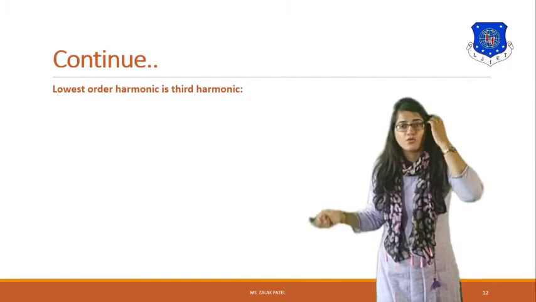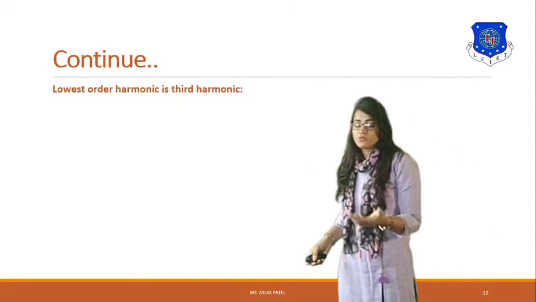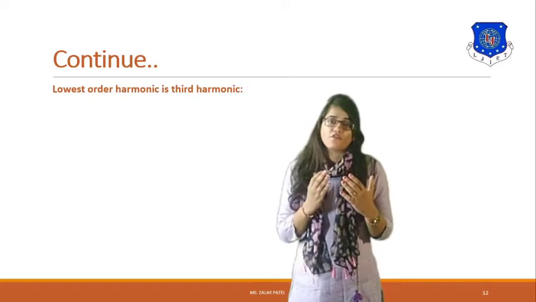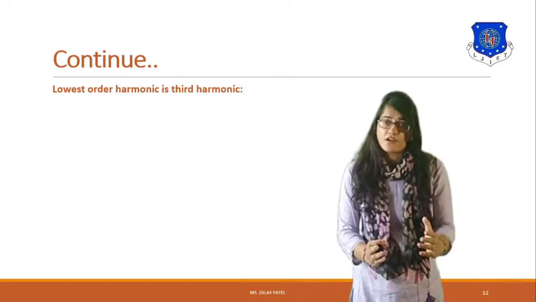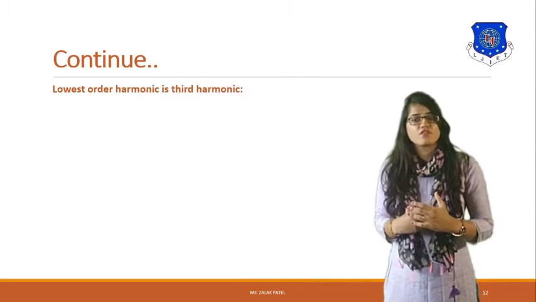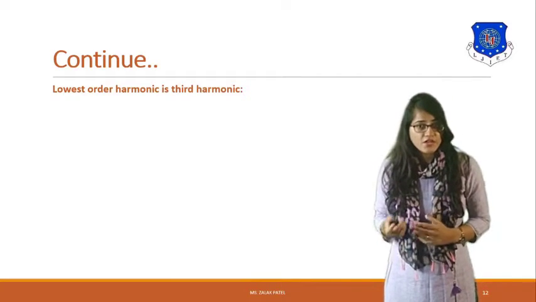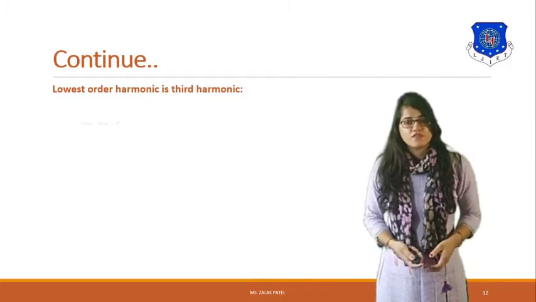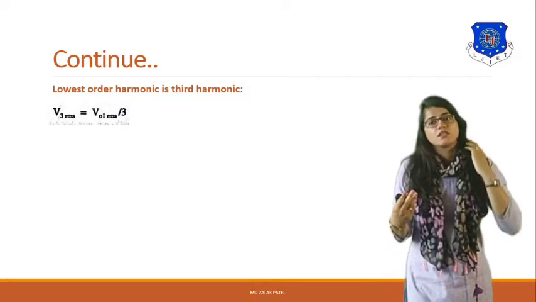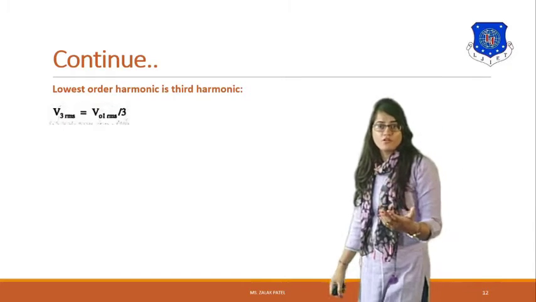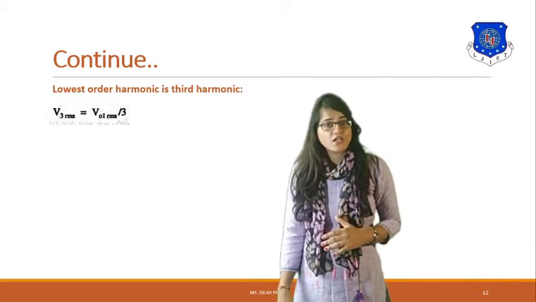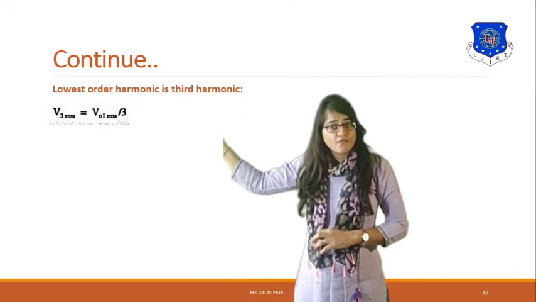Same way for the lowest order of harmonic. Now the harmonics that are created are of 1, 3, 5 and 7. Among them, the first one is the fundamental value. So the lowest order of harmonic is obviously the third one. So for the lowest order of the harmonic, we have to calculate the third harmonic value. And the harmonic is actually the supply voltage value divided by the factor, so it will be the RMS upon 3.